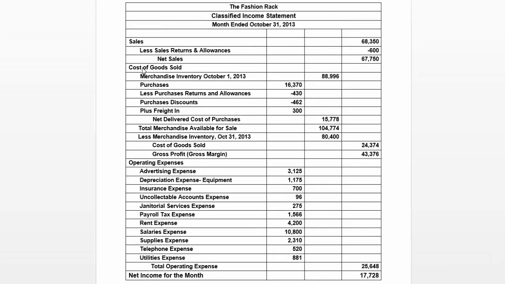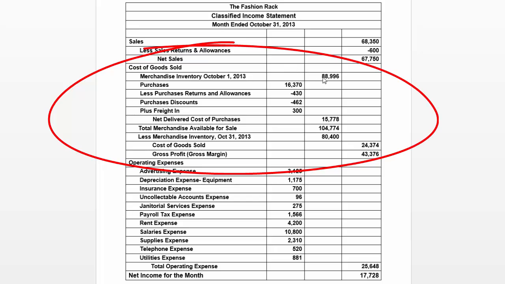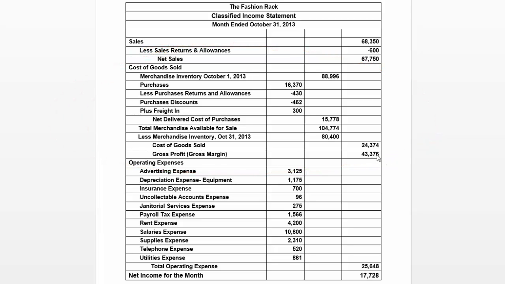It's sales minus cost of goods sold is gross margin or gross profit, minus operating expenses gives us net income. So sales minus the returns gives us net sales. Then the cost of goods sold section is beginning inventory plus our net purchases. So purchases minus returns minus discounts plus freight in gives us our net purchases. So beginning inventory plus net purchases gives us goods available for sale, minus ending inventory then gives us the cost of goods sold. Once we have the sales and we have the cost of goods sold, we do gross margin or gross profit. Again, taking away all the operating expenses then gives us net income.